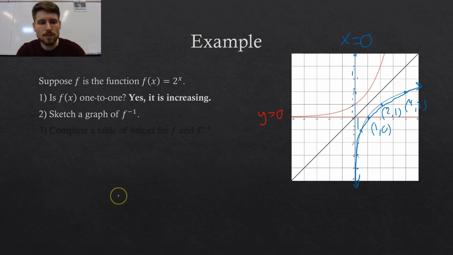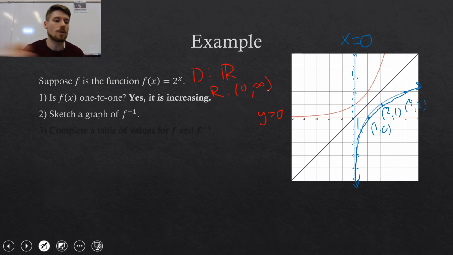We can discuss the domain and ranges of these two functions. The domain of 2 to the x is all real numbers, and its range is everything strictly more than 0, everything from 0 to infinity. And from the inverse function's graph, we know that these domains and ranges swap. So the inverse function's domain is from 0 to infinity, not including 0, which is why there's that vertical asymptote at 0, and the range is going to be all real numbers, because the domain of the original was all real numbers.